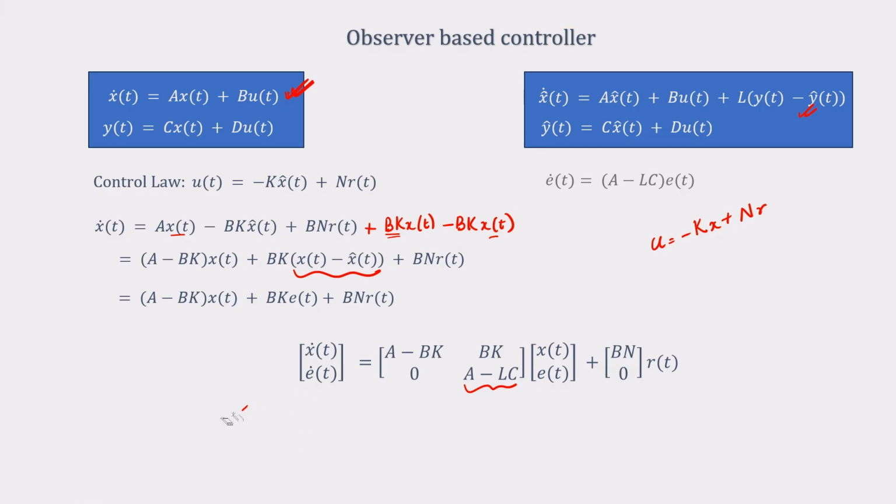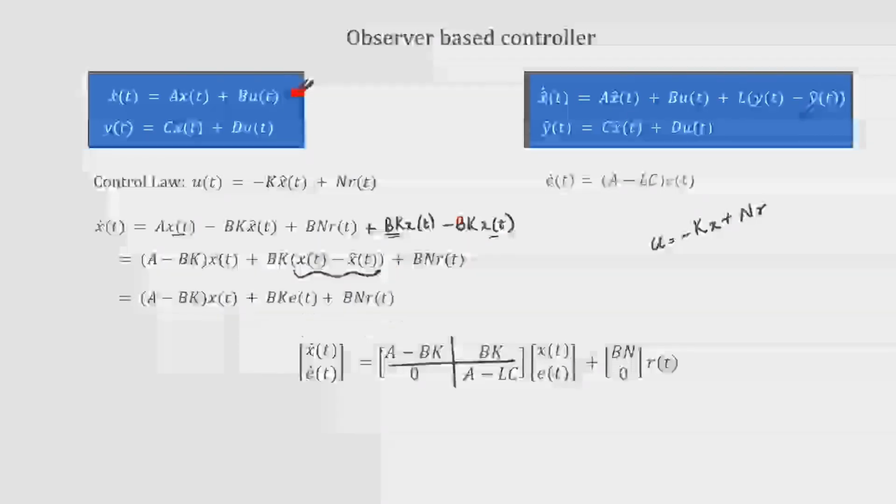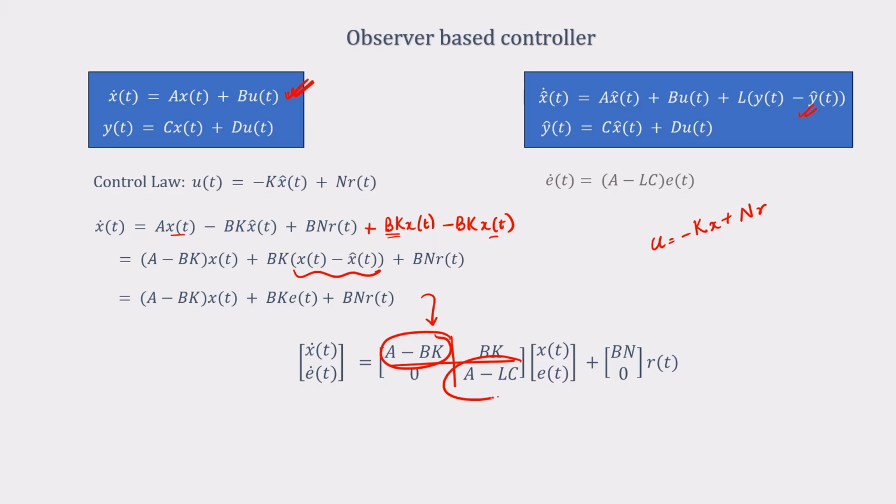So, this is what is known as the separation principle. In other words, I can separately design the controller and I can separately design the observer. Although it looks like A's eigenvalues are getting affected, here A minus BK is a different system and A minus LC is a different system.